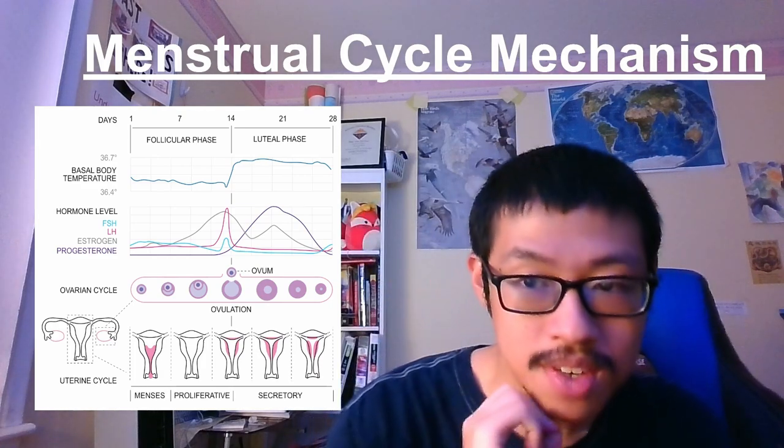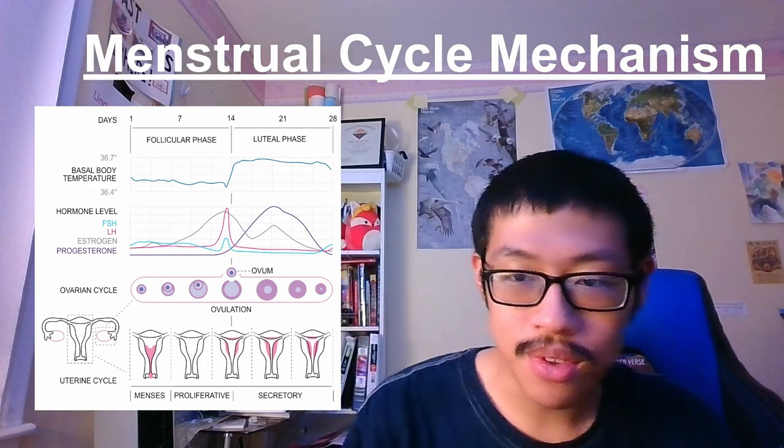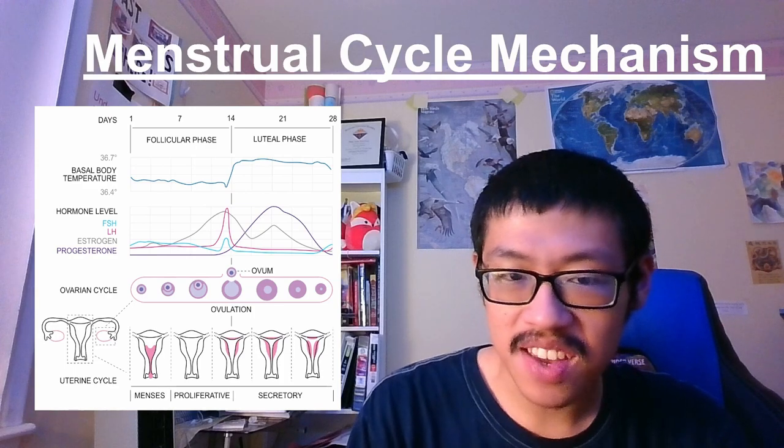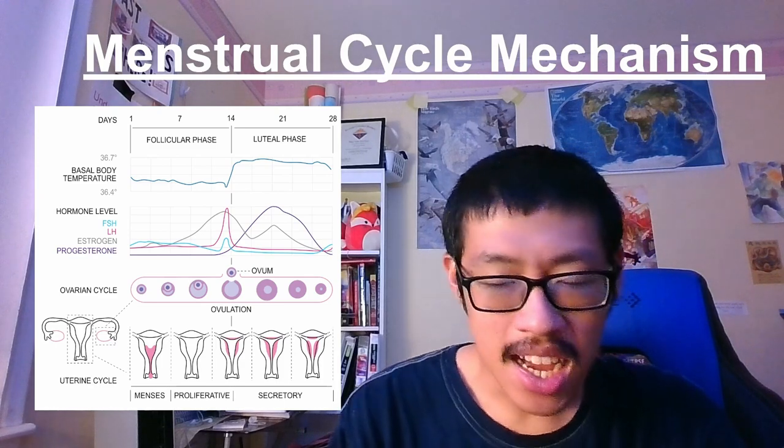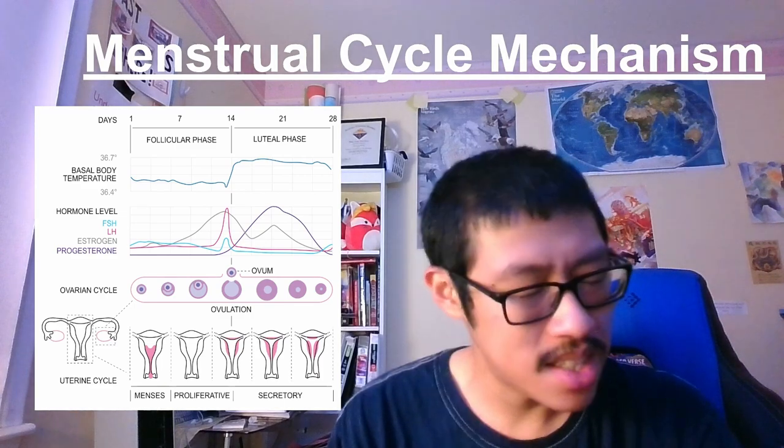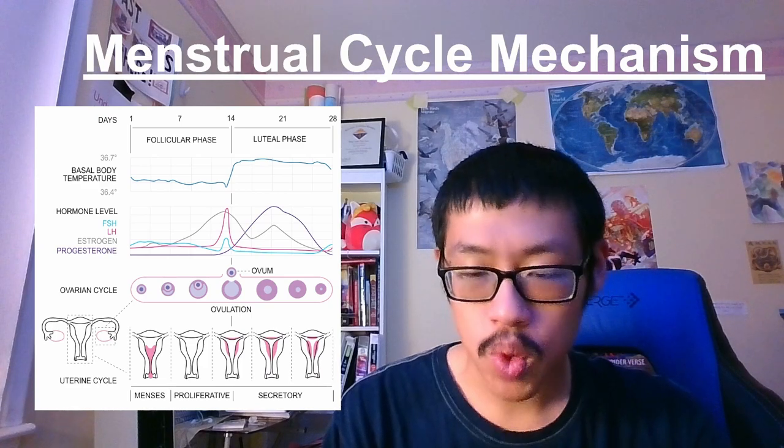If the egg has been fertilized by sperm, the progesterone levels will remain elevated, and as the fertilized egg gets implanted into the uterus, the pregnancy can occur. I should also note that even though this is the cycle that we learn about, it does not usually follow the exact 28-day time period. Many people have irregular periods. And all of these processes are perfectly normal, regulated by hormones, and absolutely nothing that should be regulated by laws.